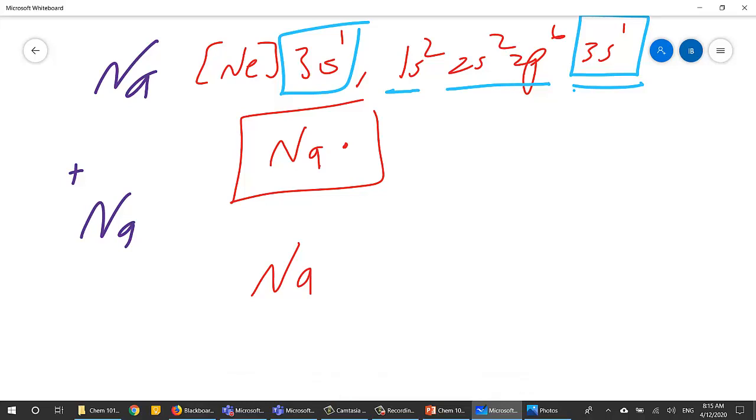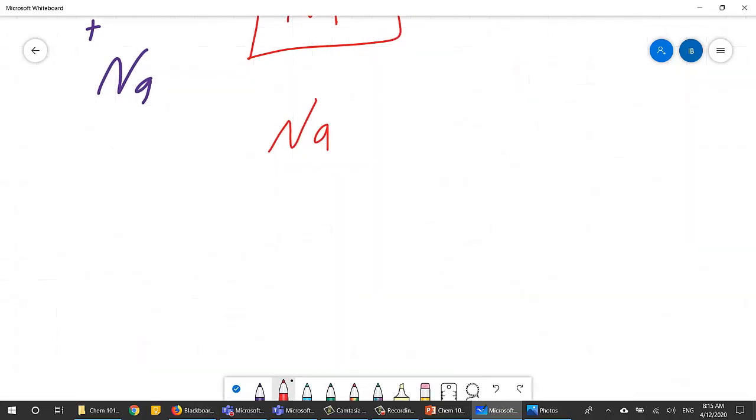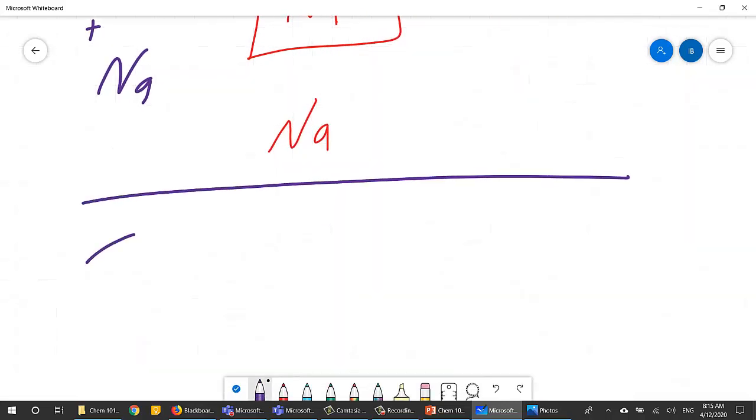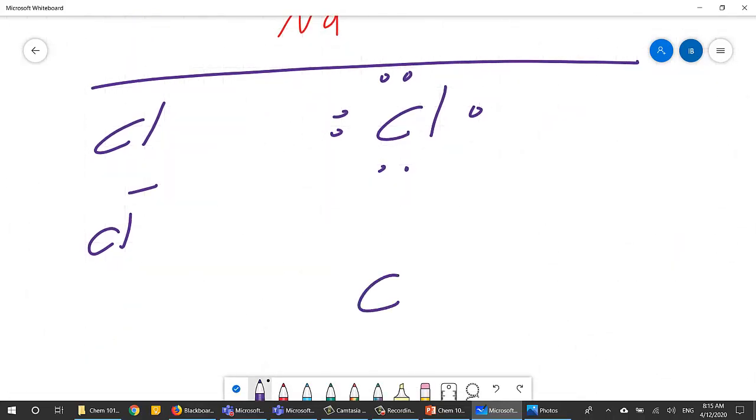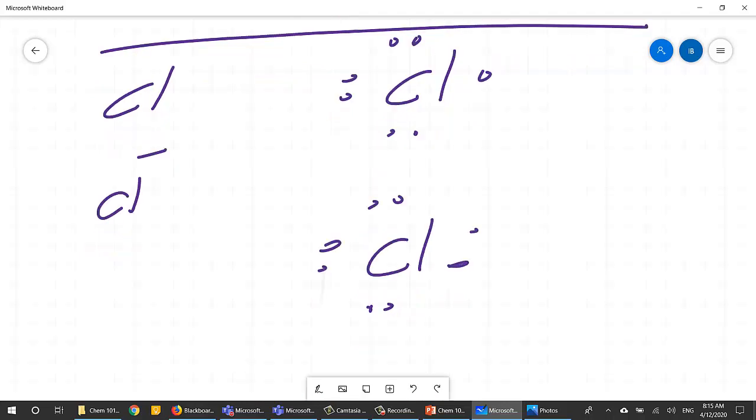If you want to do it for, let's say, chlorine and chlorine minus, chlorine will have 7 electrons around it, 1, 2, 3, 4, 5, 6, 7. This is the Lewis structure for chlorine, and Cl minus would have 8, so 2, 4, because it has 1 more electron. So these are our Lewis structures for chlorine and so on.